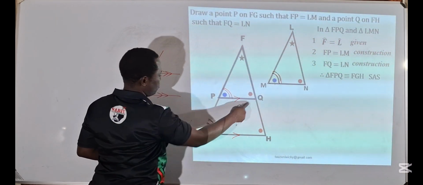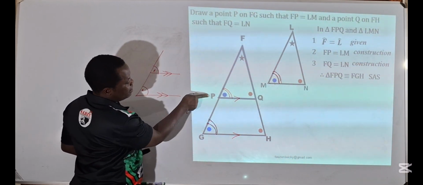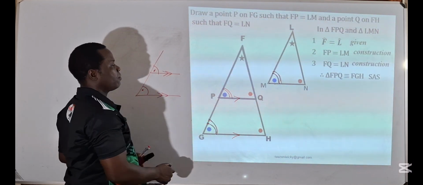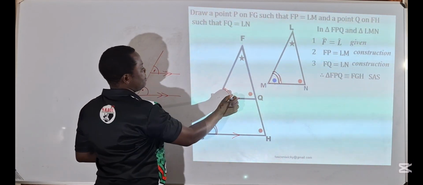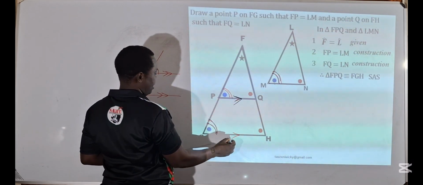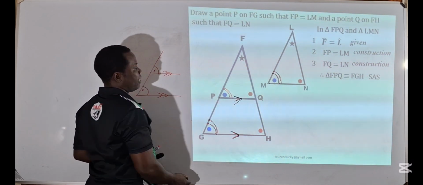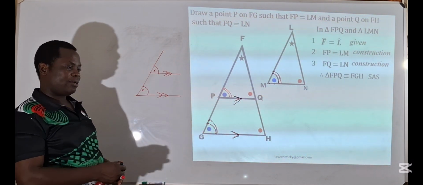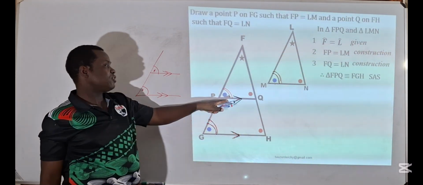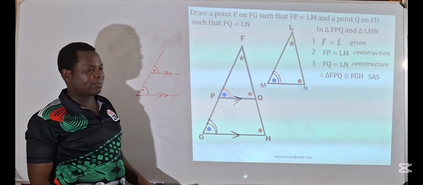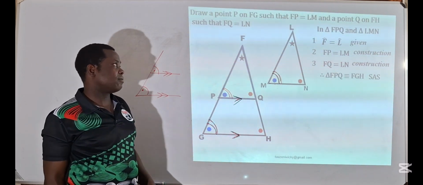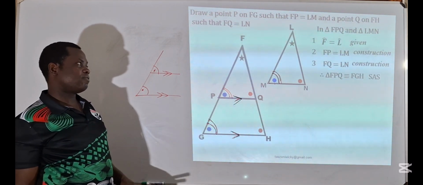Since M is already equal to G, then it means angle P and G are also equal. And if they are equal, then it means line PQ and line GH are parallel to each other. Now here is the interesting thing. If these two lines are parallel to each other, it means the proportionality theorem can be applied in this triangle. And that is how the proof is concluded.